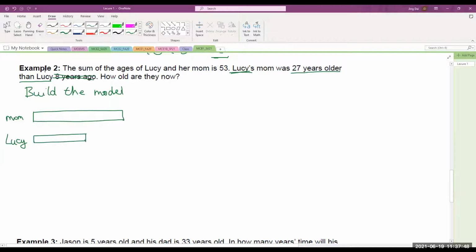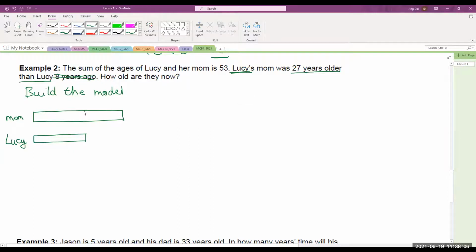Can we do that? So these two bars, they represent their ages. Mom is definitely getting a longer bar because mom is 27 years older. And Lucy is getting a smaller one because we know she's younger. And how much older? 27.